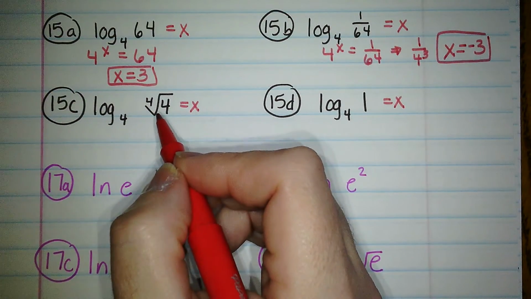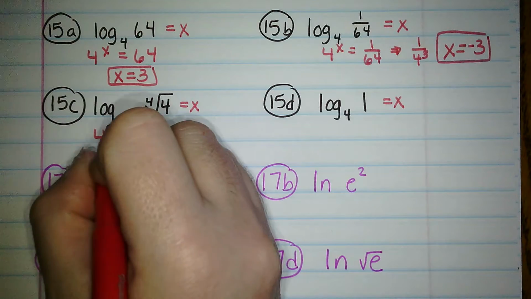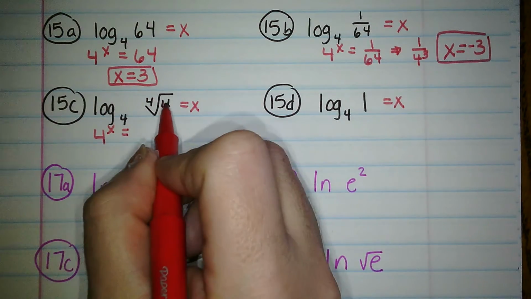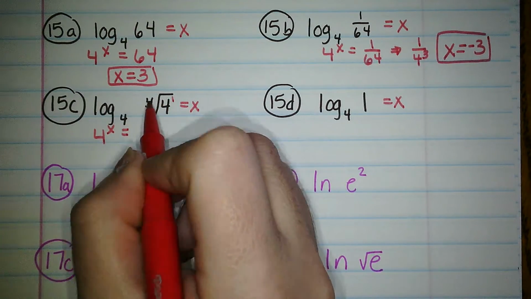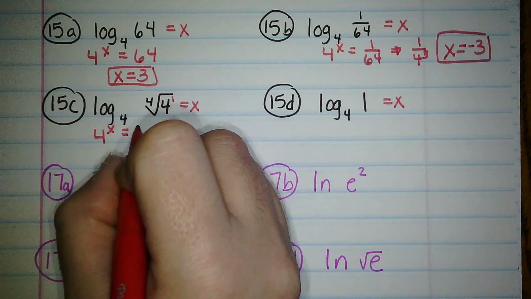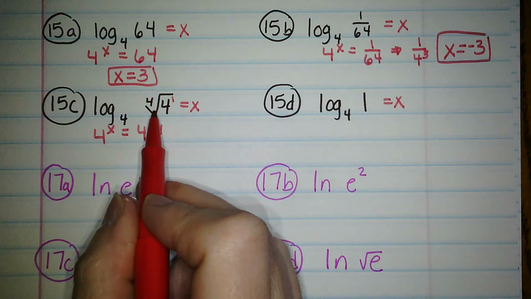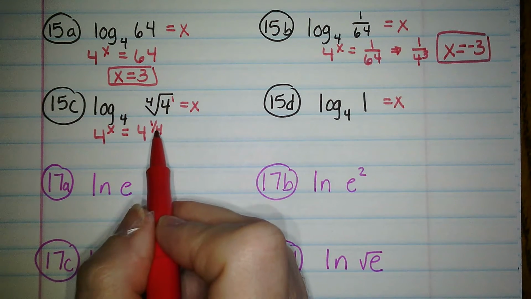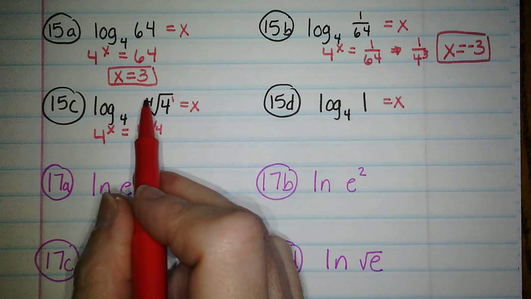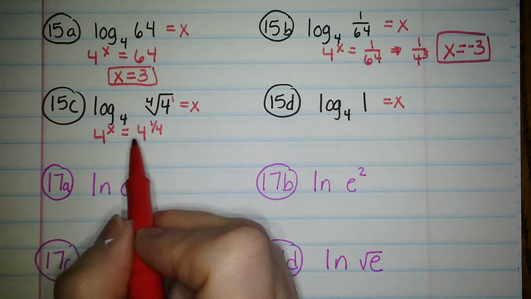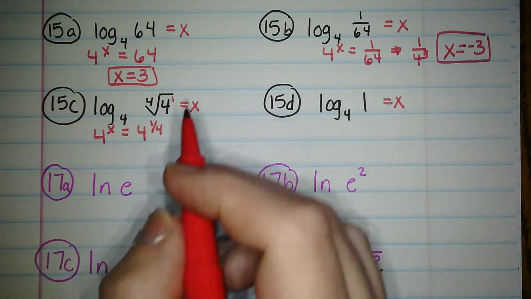This one is a fourth root. So this is 4 to the x equals, and this is 4 to the first power with a root of 4. So this is 4 to the 1/4. That's how you change that radical into a fraction. The power goes on top, root goes on the bottom. And the bases are the same, so our x is equal to 1/4.